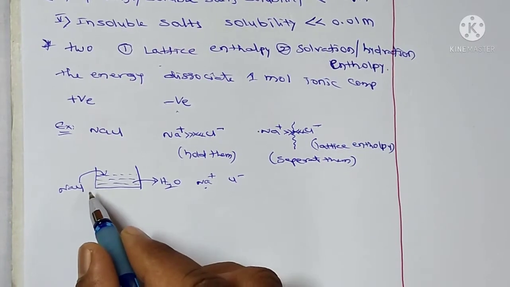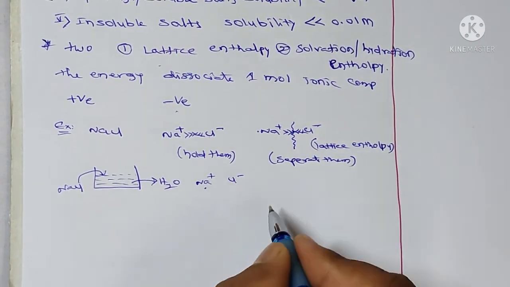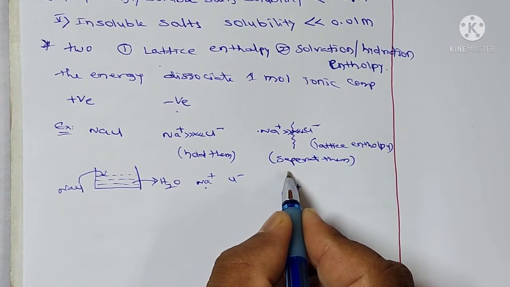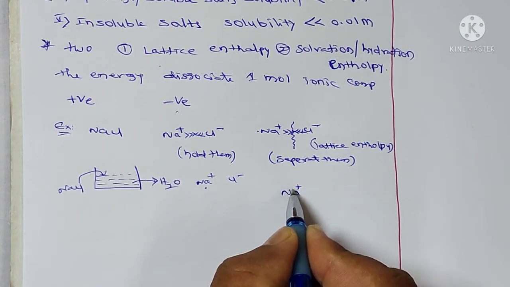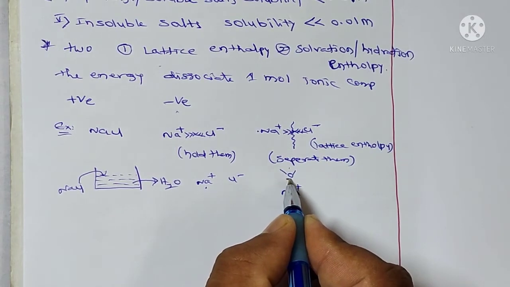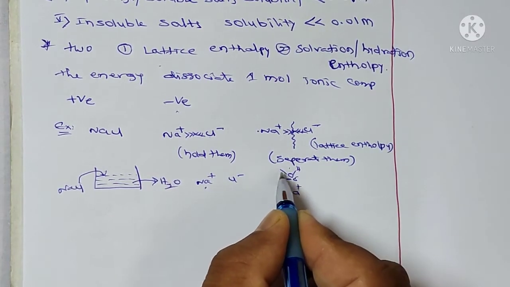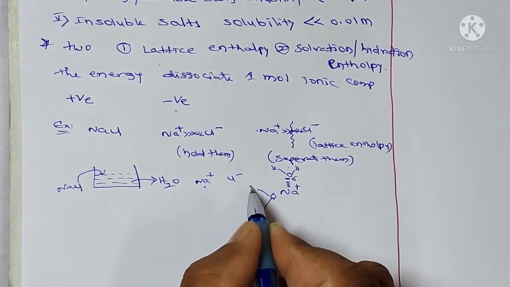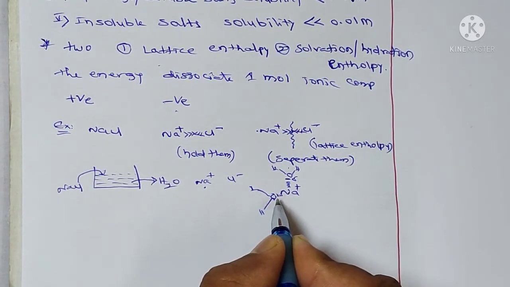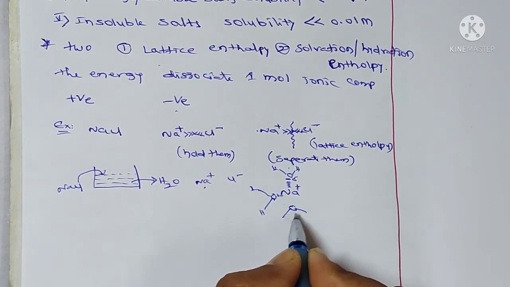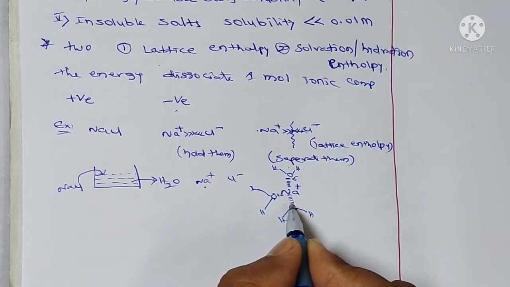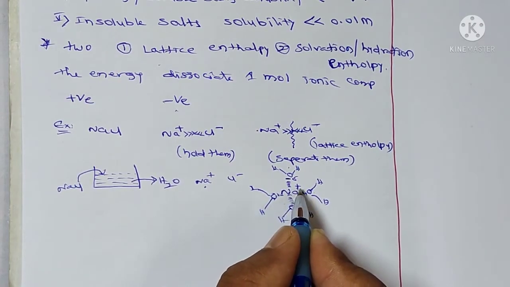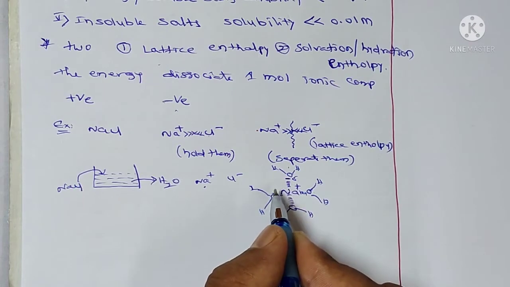So here, when I add NaCl salt in water, then the Na plus ions are surrounded by water molecules due to the attractive force between the positive charge of the Na plus and the negative charge of the oxygen of water. So there is an attractive force, and here also a water molecule, with attractive force between the positive charge of Na plus and the negative charge of oxygen, and here also the same. So the Na plus ions are surrounded by water molecules.